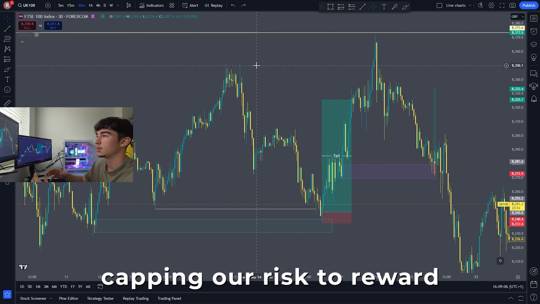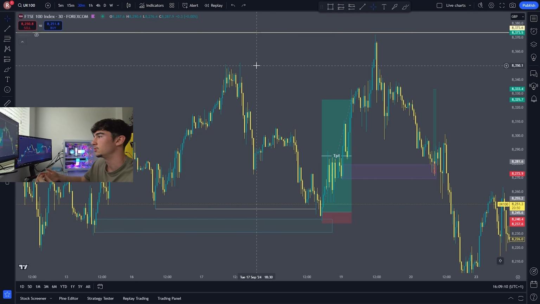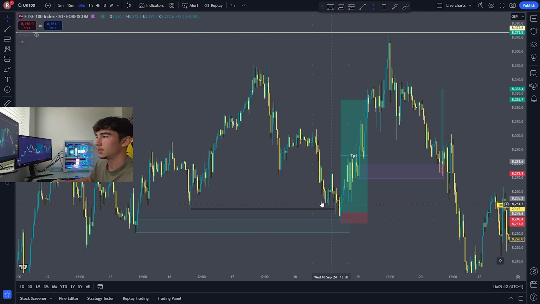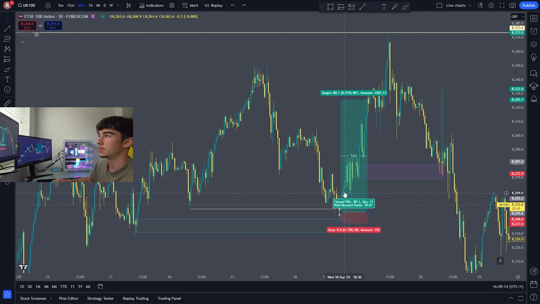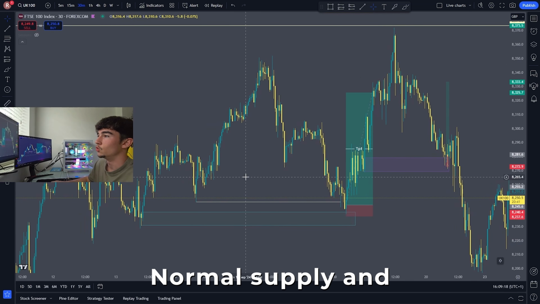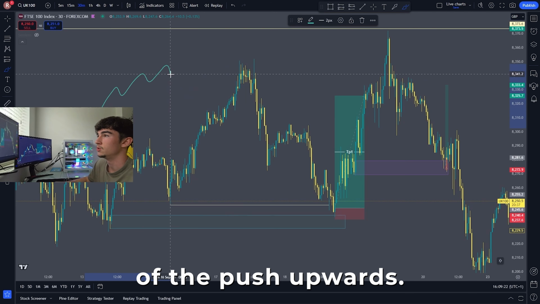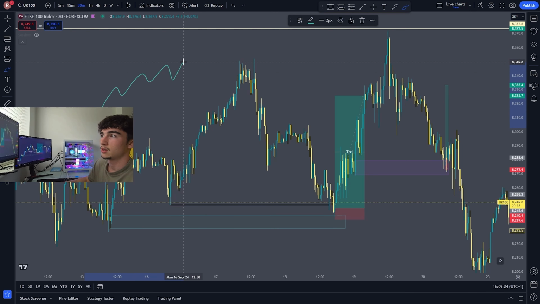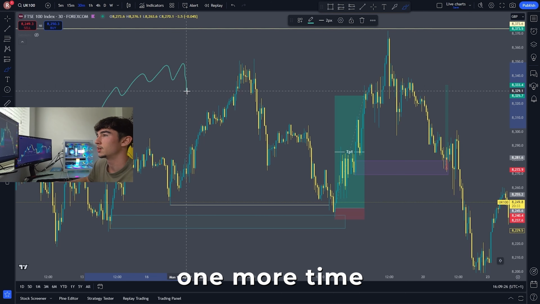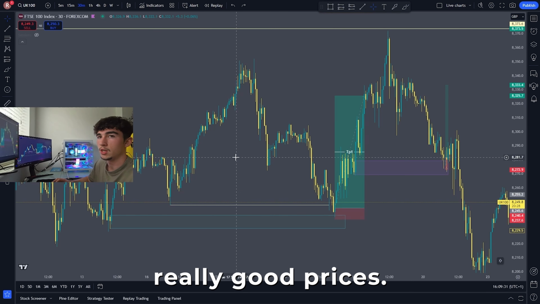We're not randomly capping our risk to reward just because we feel like it at 1 to 1 and 1 to 2. And we're trading from the best places where you can expect the market to actually carry out these big moves, because we're getting in around the bottom of moves. Normal supply and demand tends to be somewhere in the middle of a push upwards. It comes to a demand zone like this, and then maybe you can just take out the high one more time before retracing. So with this, you're getting in at really good prices.